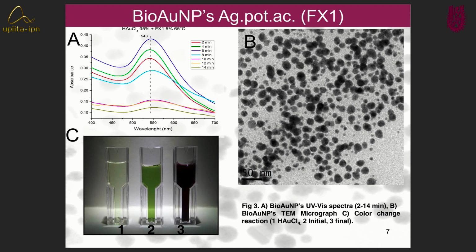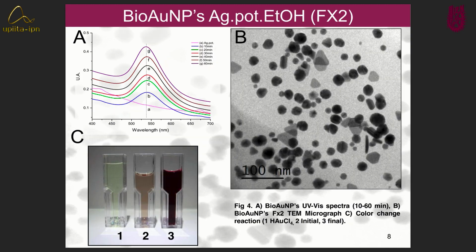With this methodology, we have obtained many nanomaterials. I have shown in a previous seminar the characterization of 4 materials that we followed by spectrophotometry, ultraviolet, visible, and by transmission electron microscopy. This is the material FX1, FX2. Here we can see the morphology and the size of the materials that we have synthesized.